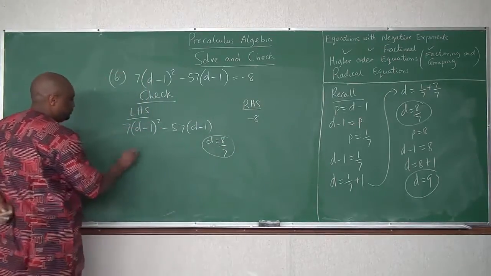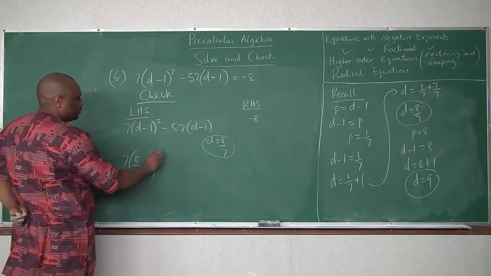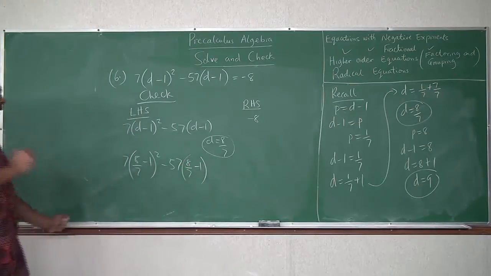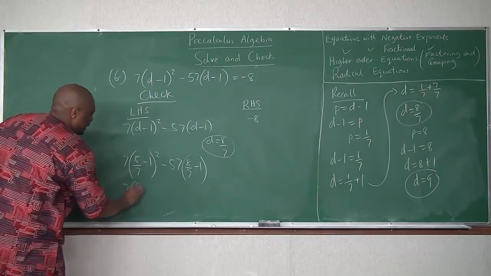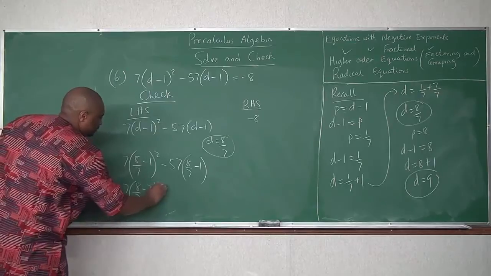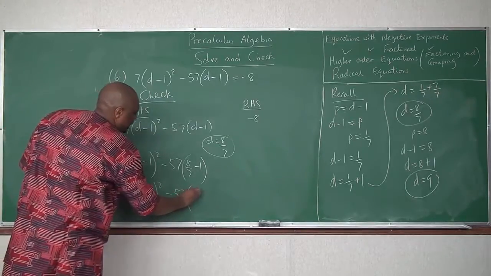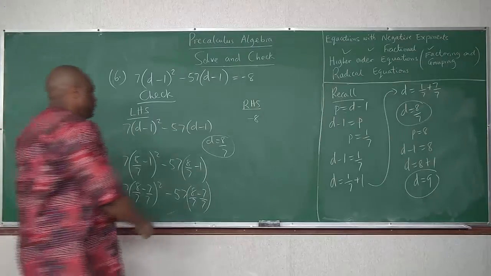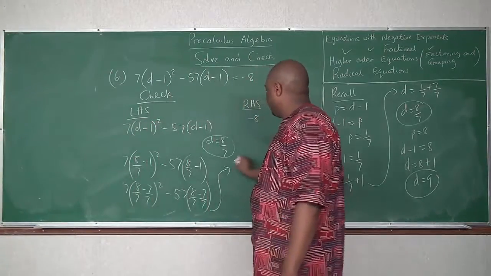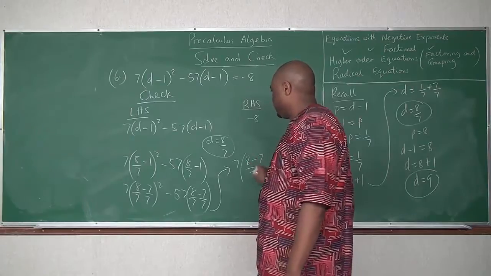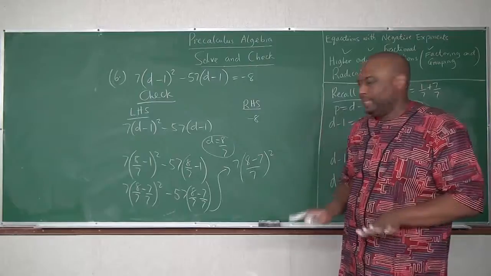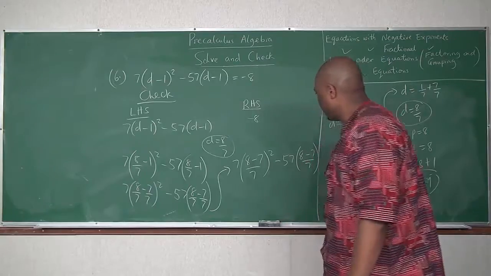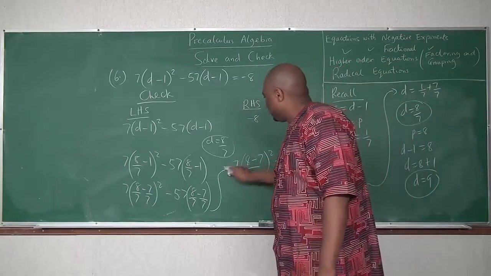Okay? So this is 7 times (8 over 7 minus 1) all squared minus 57 times (8 over 7 minus 1). So this will be 7 times (8 over 7 minus 7 over 7) all squared minus 57 times (8 over 7 minus 7 over 7). So this will be 7 times (8 minus 7 over 7) all squared. I am doing it step by step. Minus 57 times (8 minus 7 over 7).